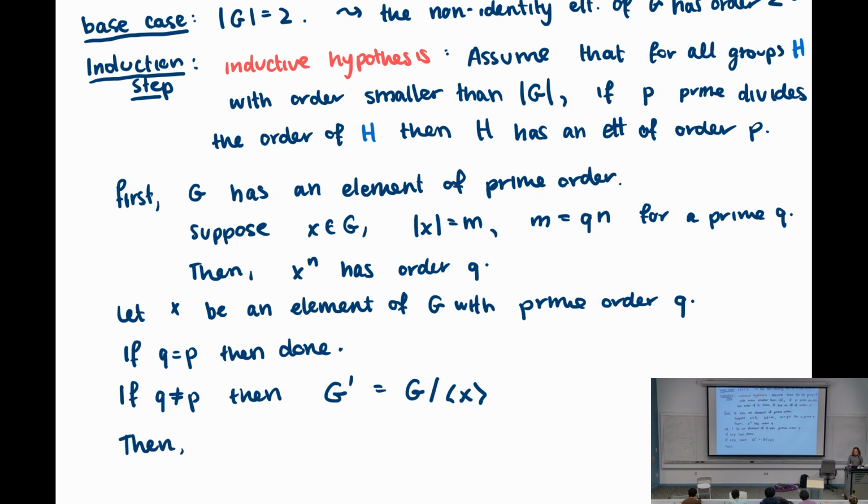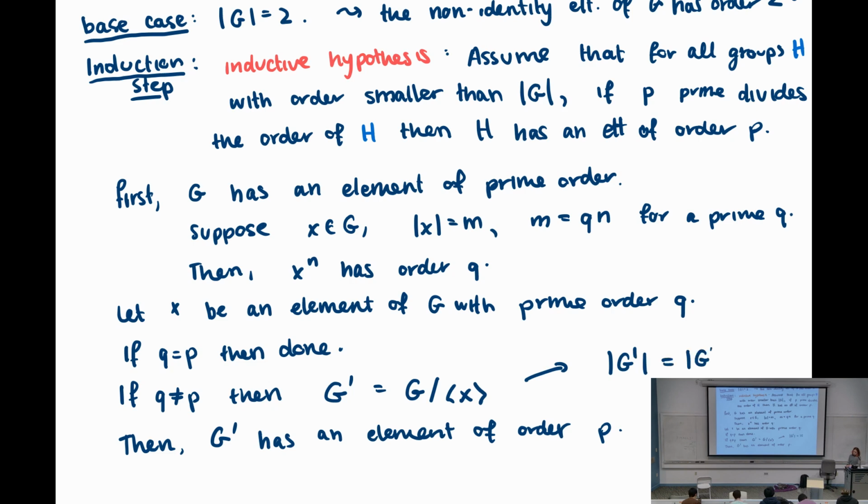Okay, so then I can apply my inductive hypothesis to G prime. So G prime has an element of order P. By the way, why does P divide the order of G prime? The order of G prime is equal to the order of G divided by the order of x, which was equal to q, and q is not equal to P. So since P divides the order of G, it will also divide the order of G prime.